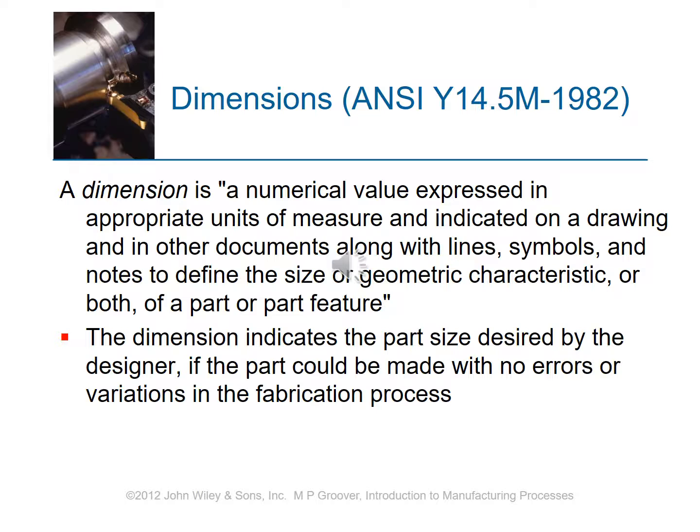The dimension indicates the part size desired by the designer. So this is where the engineer communicates how big something's going to have to be when they make a part. If it could be made with no errors or variations, you wouldn't need tolerances. So you get these tolerances, and basically if you hold these tolerances, you should be able to make it without any problems.